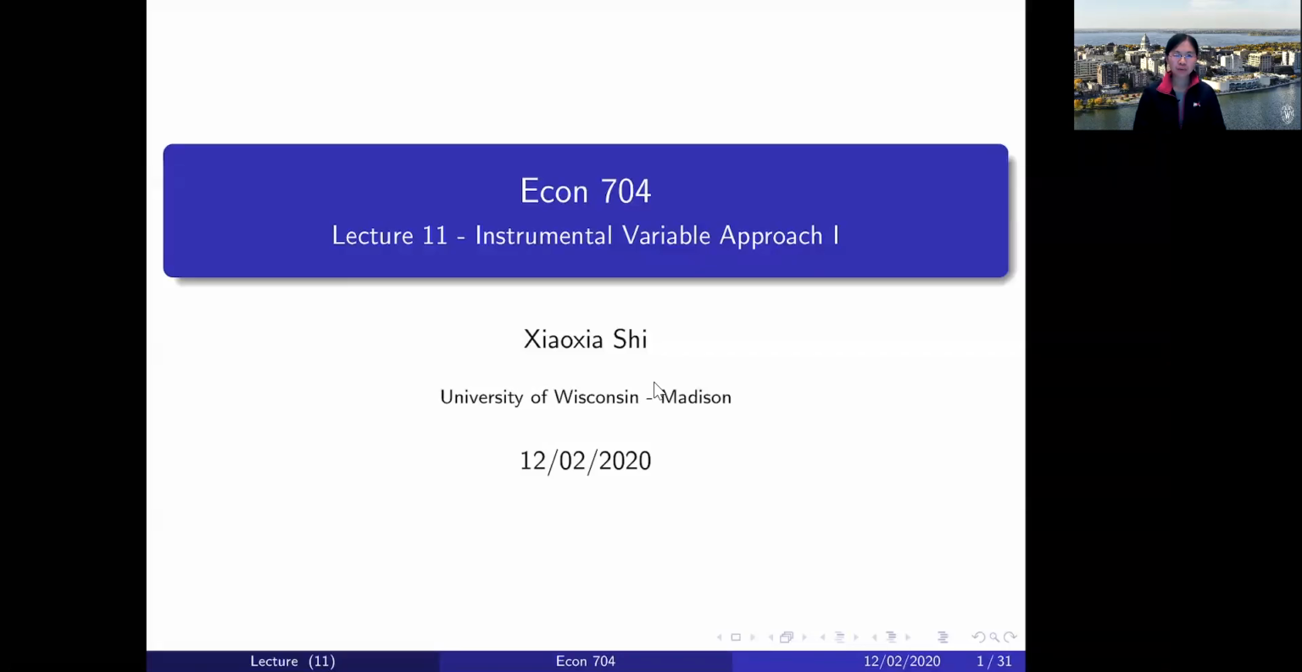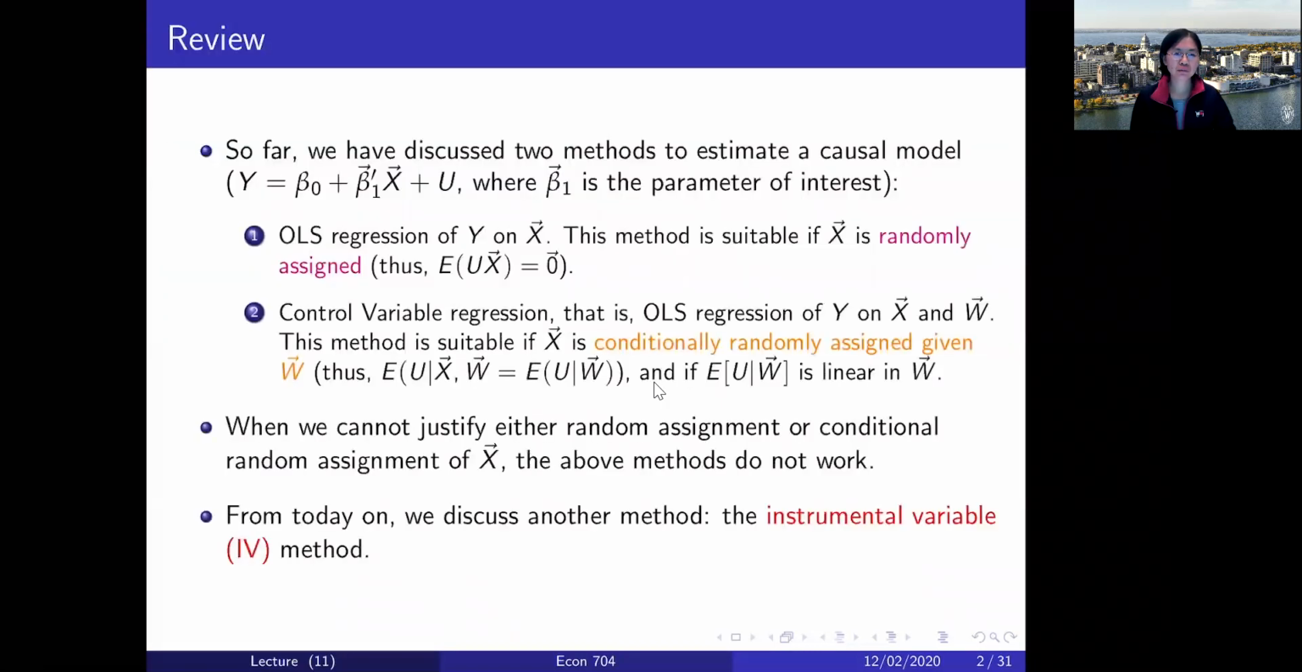In this lecture, we'll introduce a new estimation approach called the instrumental variable approach. Let's first review what we have done so far for causal model estimation. So far, we have talked about two methods for estimating a causal model.